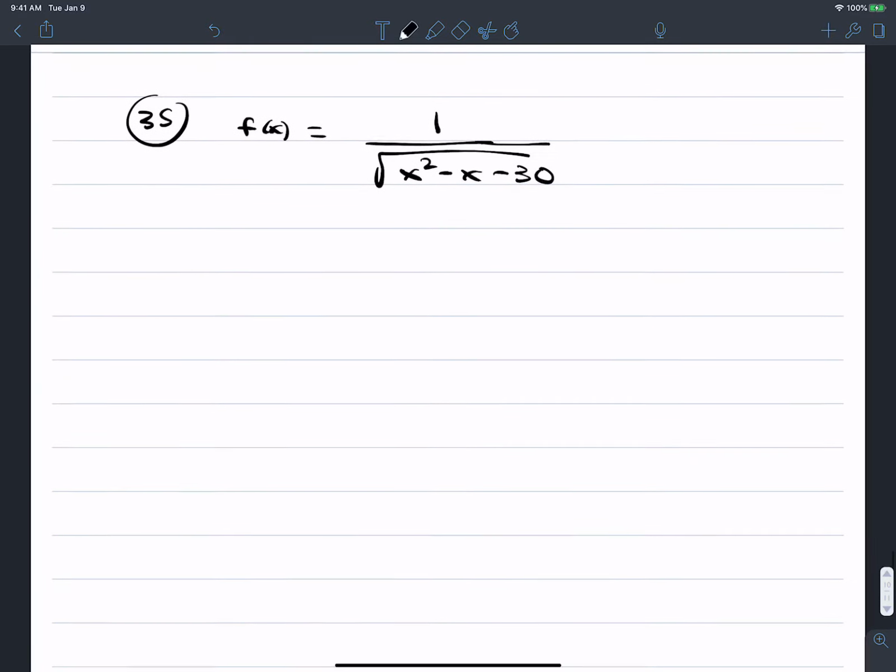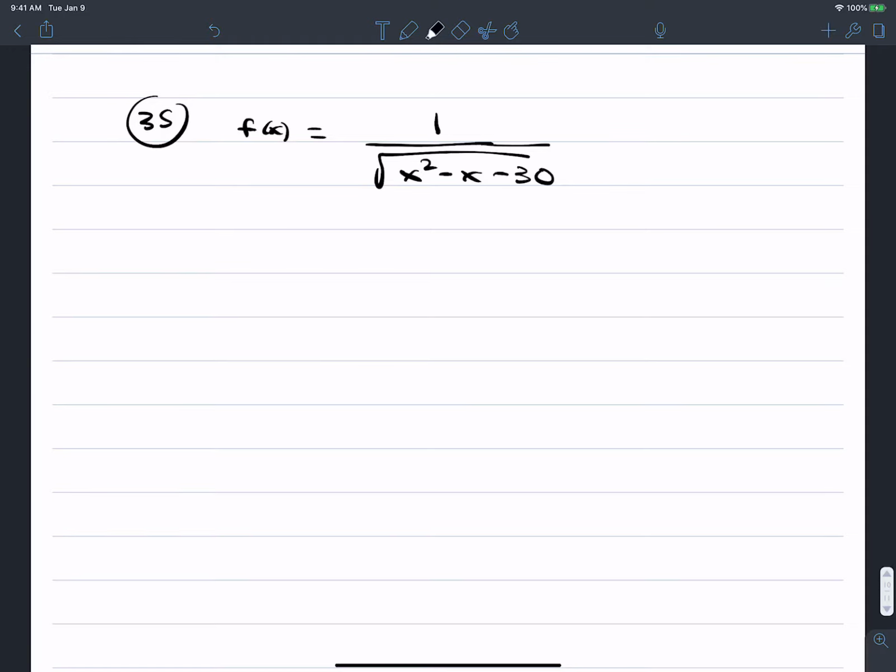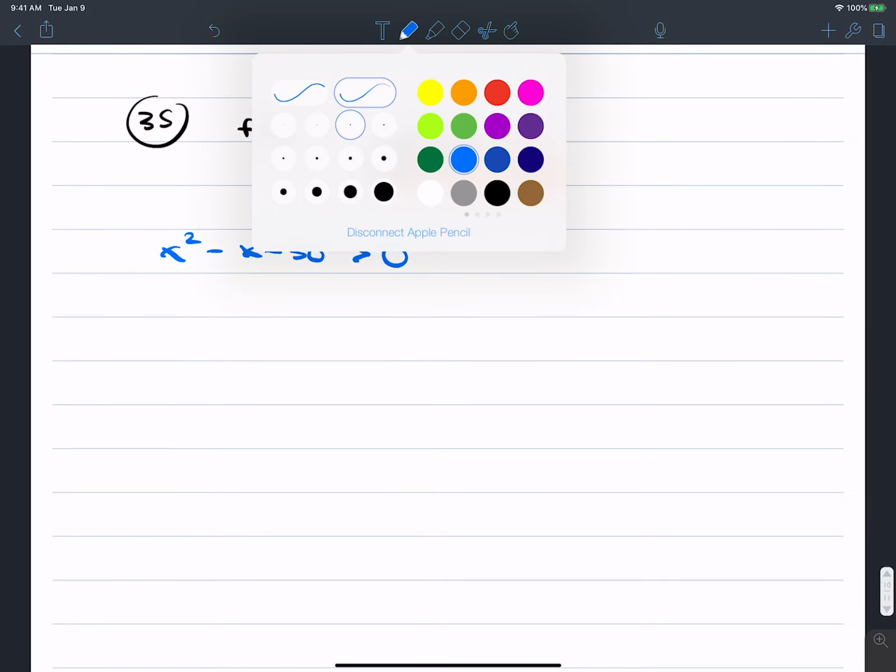So we have to be careful with that. Let's see how number 35 behaves. 35, the function here is going to be 1 over the square root of x squared minus x minus 30. And again, in this case, we have to set what's under the radical not to be greater than or equal to 0. We have to set it to be strictly positive, because it can't be 0. If it were 0, we're going to get an undefined fraction again.